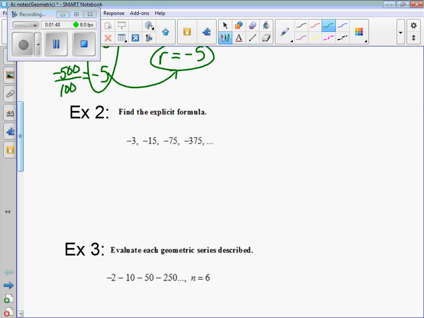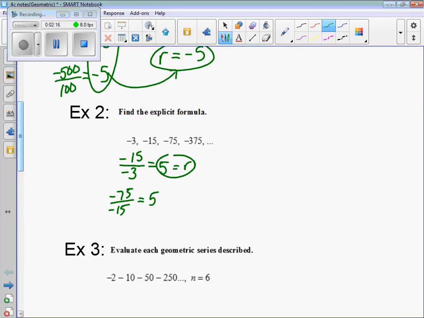Example 2, find the explicit formula. So this could be very similar to arithmetic. This is a geometric sequence. You can see that, so this is already telling us it's a sequence of numbers. So if we take the second term divided by the first term, this comes out to be 5. If you want to check it just to make sure that you got it right, you do the third term divided by the second term, and you come up with 5 again. This is the common ratio.